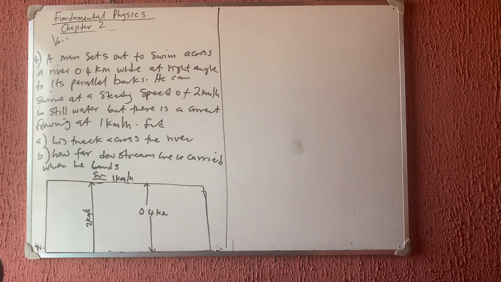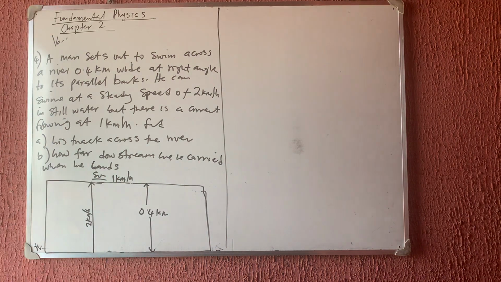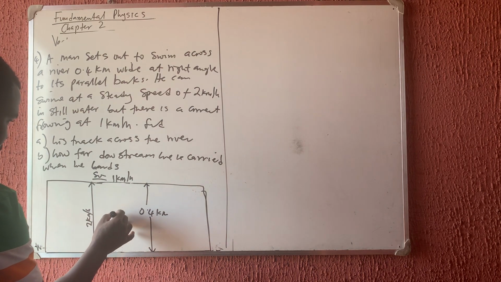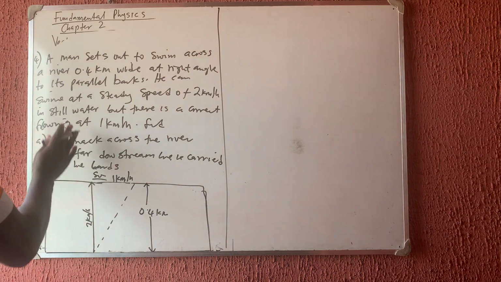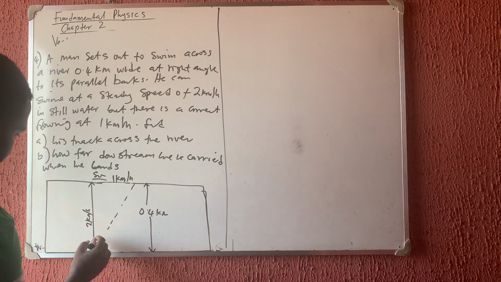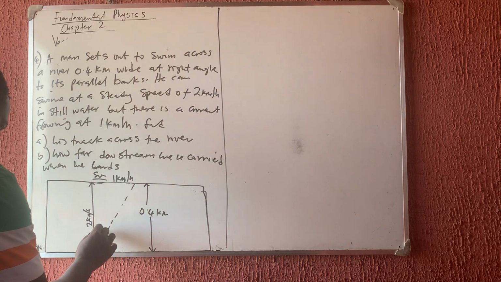But the problem here is that we need to find something. They said there is a current that is moving this way, the river moving at 1 kilometer per hour. Then they say find his track across the river. If this man is moving straight like this, the water is going to be carrying him this way. So this is the angle that is formed, for instance.